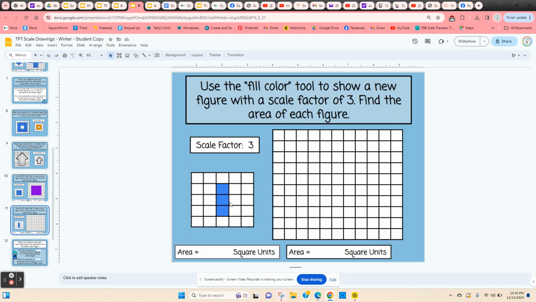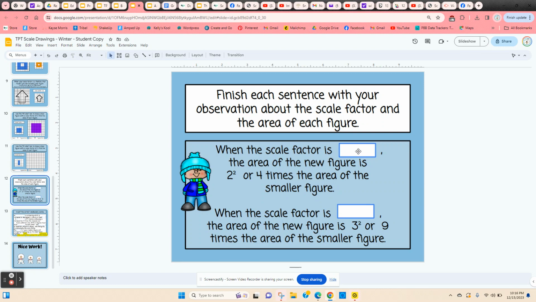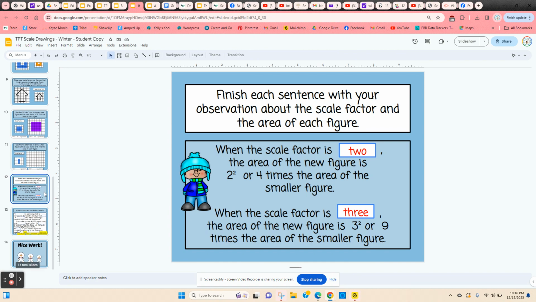I'm going to do the same thing with the next one. And then as just a little review, reinforcement, when the scale factor is 2, they're going to type in 2. The area of the new figure is 2 squared, or 4 times the area of the smaller figure. When the scale factor is 3, the area of the new figure is 3 to the second power, or 3 squared, 9 times the area of the smaller figure. So that's a little bit tricky, but it's an interesting something to teach the students.